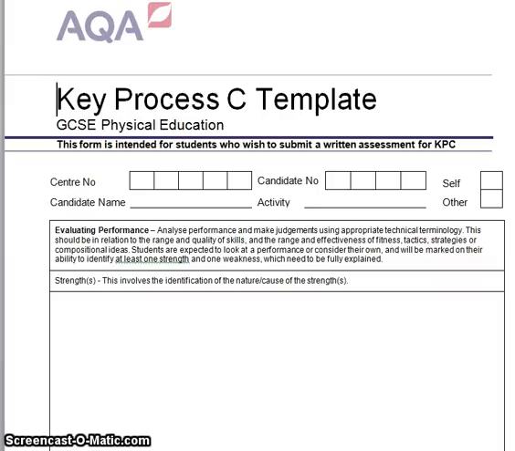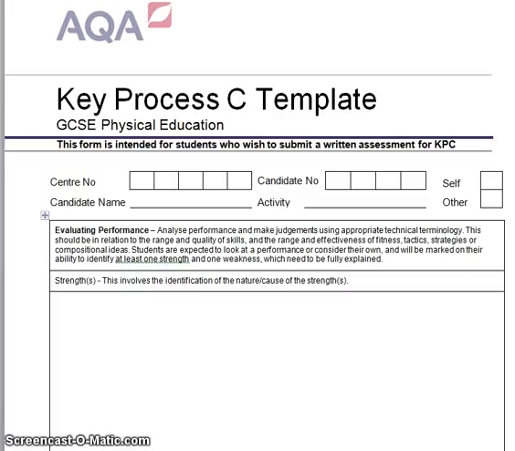So what we first of all need to do is look at you filling out the basic information on the template, and that includes the number of the centre you're at, your own personal candidate number, then your name, the activity you're going to be choosing. Remember, it's got to be one of your 4 chosen sports that you are going to be assessed on, and then whether you're doing your assessment on yourself or about somebody else.